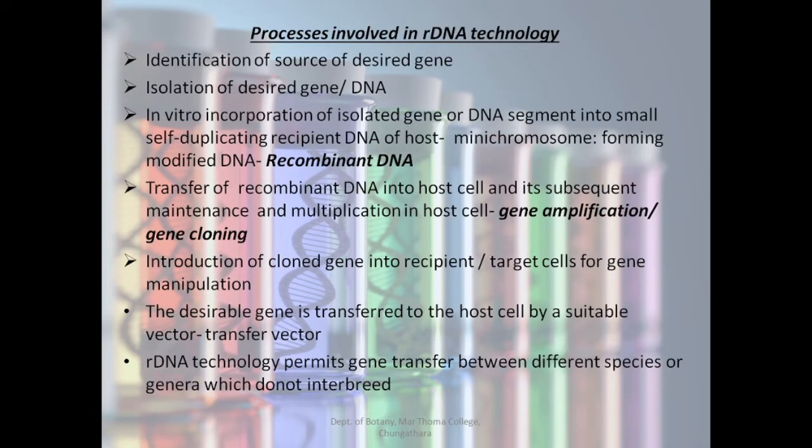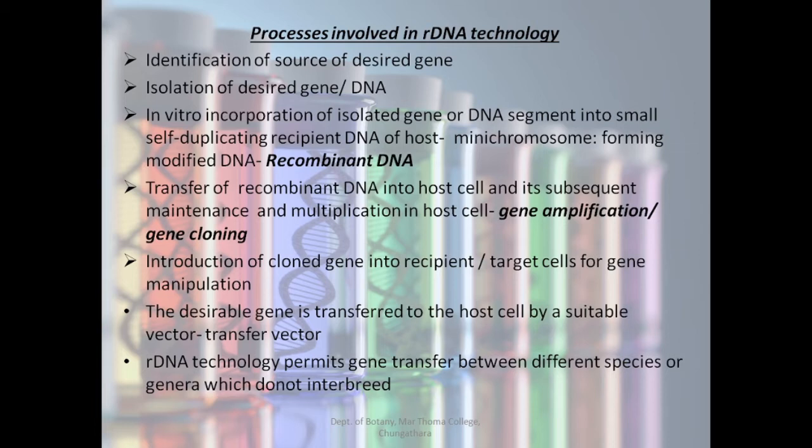Next, we'll see different processes involved in rDNA technology. The first and foremost step is the identification of the source of the desired gene. Here, we have to identify the specific character which we require and thus the source of this character, from which organism we can get this desired gene.